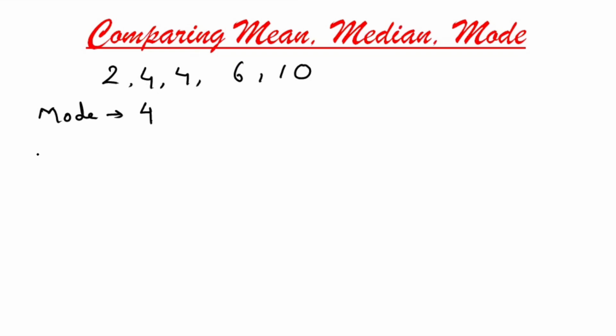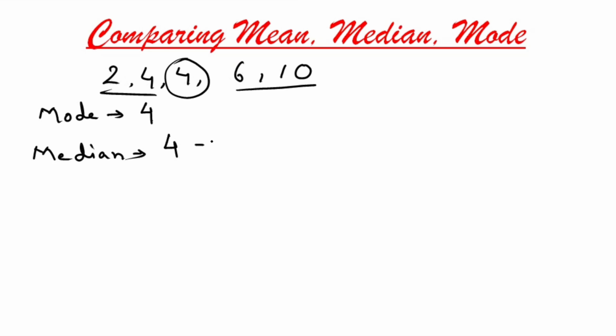Then we will see the median. What will be the median? The median is the middle number. Here, how many numbers are there? 1, 2, 3, 4, 5. So here is 2. What number is left in the middle? 4. So the median will be 4. The middle number. Okay, and this is the one that appears most.